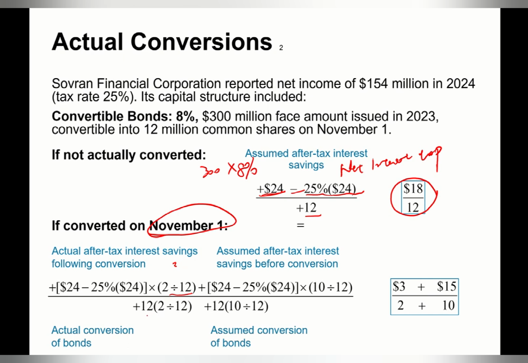And also the denominator will be increased by the weighted average as well, which is 12 times 2 over 12. And we still need to count the assumed after-tax interest savings before conversion, but now it's not 12 months, it's just 10 months from January to October. So everything times 10/12.